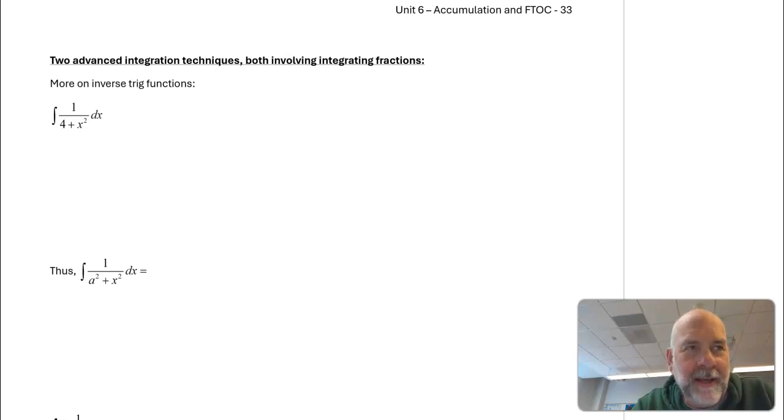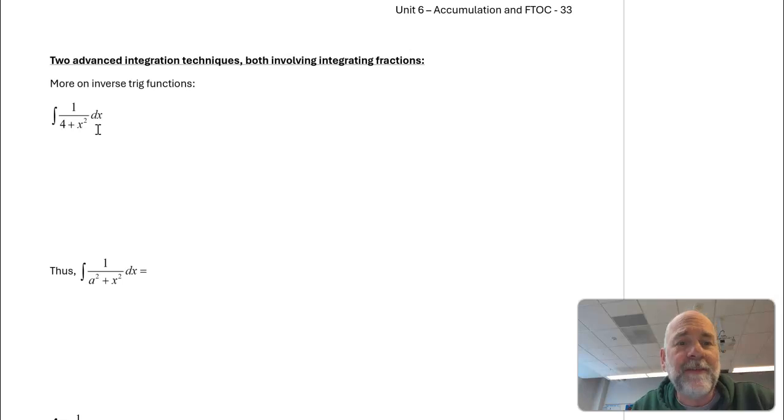be looking at some other techniques of integration, and one focuses on inverse trig functions. And it's, what do I do if the integral is not quite what I would want it to be? Like if this was 1 plus x squared, I know what the antiderivative of that is, right? That'd be tangent inverse x. But it's 4 plus x squared, so how do I deal with that?